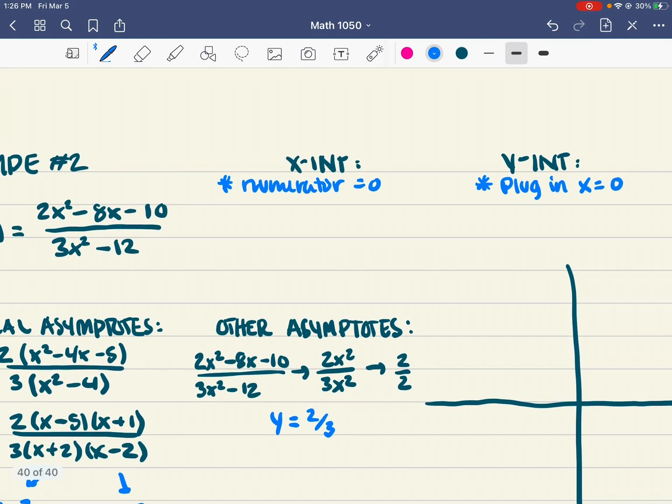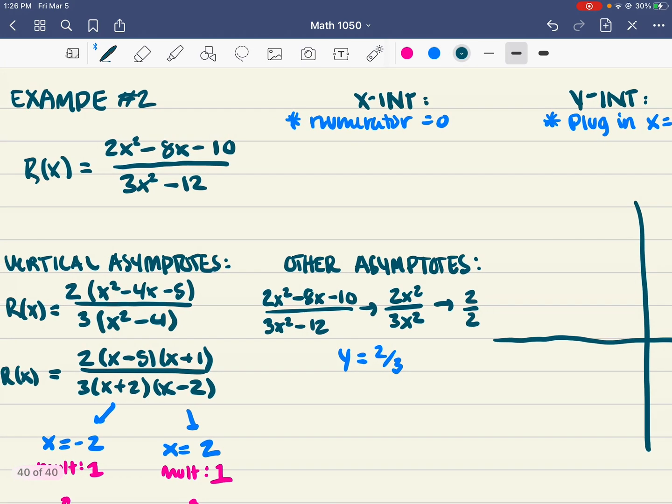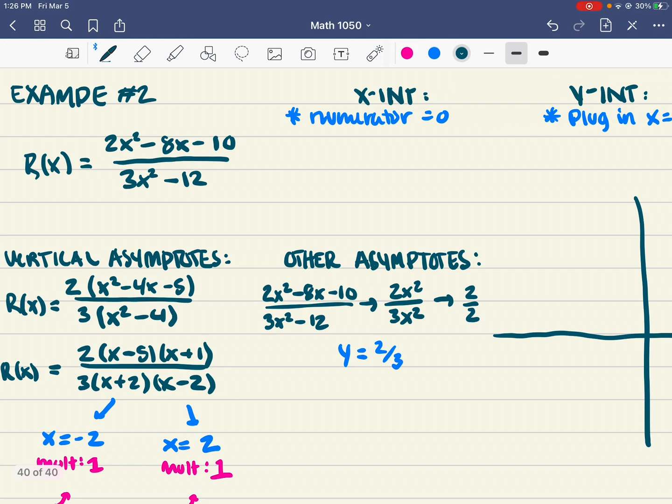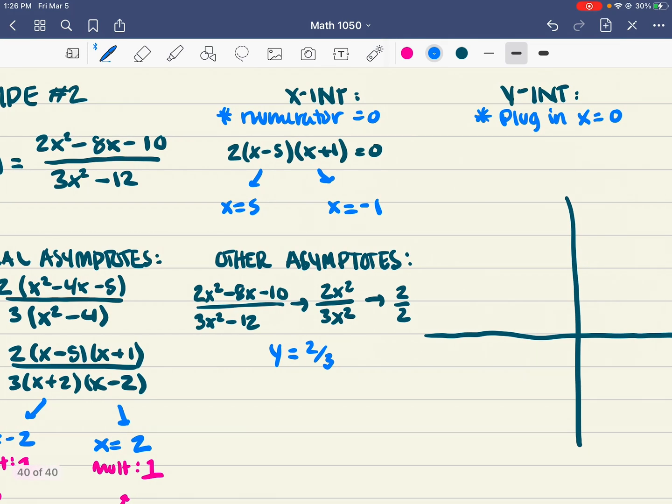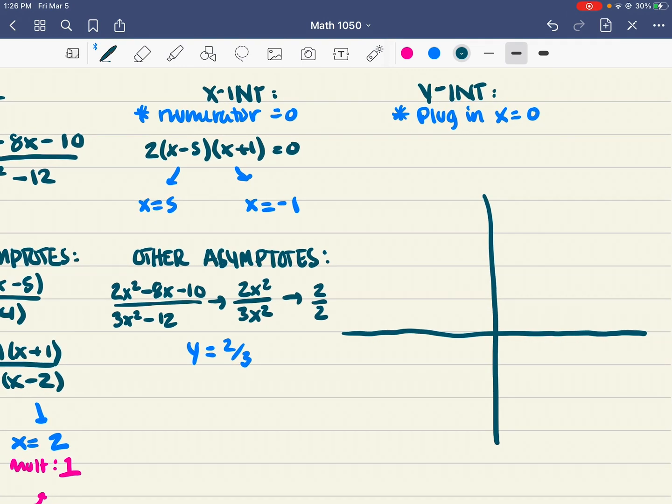So we have our asymptotes all figured out. Let's figure out the x-intercepts. That just means we have to figure out where the numerator equals 0. We factored it down here. So we have 2 times x minus 5 times x plus 1 equals 0. So the values that will make this 0 are positive 5 and negative 1. Which both have just a single multiplicity, so we'll keep that in mind.